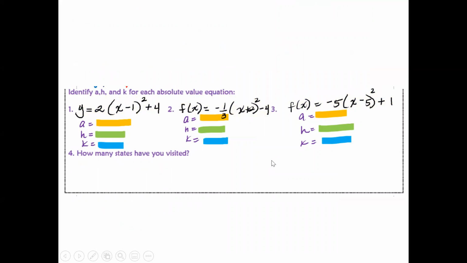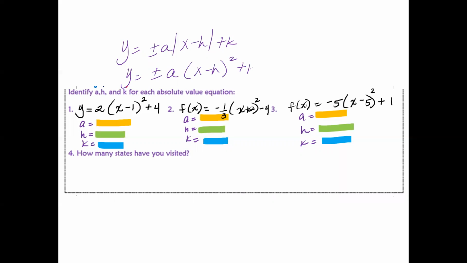All right, so then let's take a look over here at these three equations. Looking at these three equations, I want you guys to notice that instead of having y equals plus or minus a, absolute value of x minus h, plus k, we have now replaced it with y equals plus or minus a, times x minus h squared, plus k. And then go ahead and see which one is your a value, your h value, and then also your k value. And I want you to identify them.